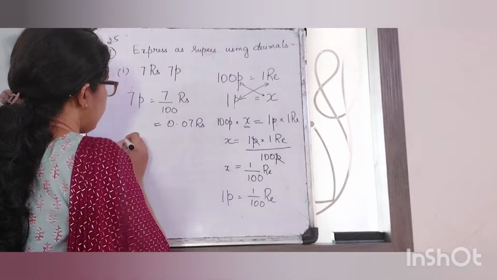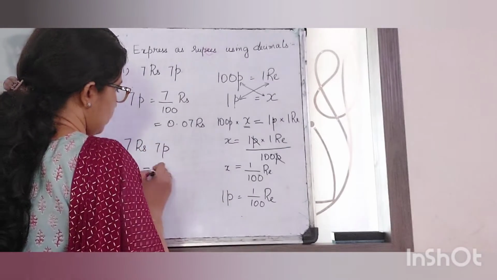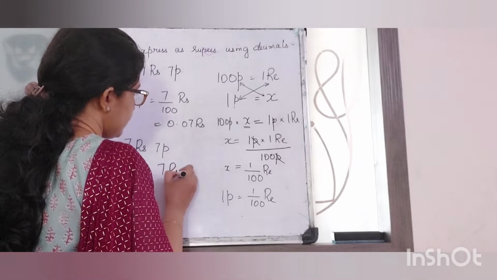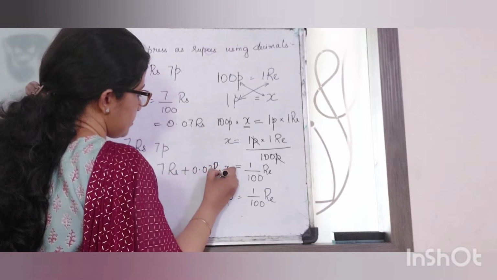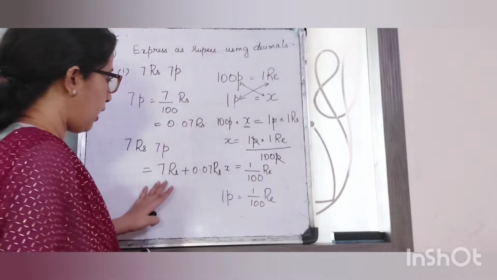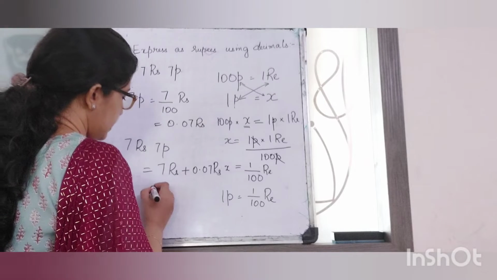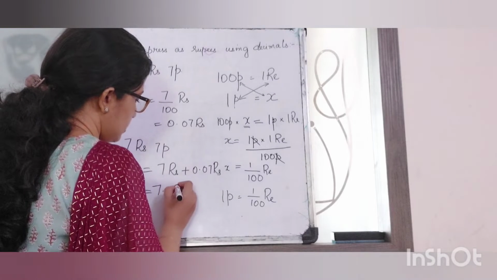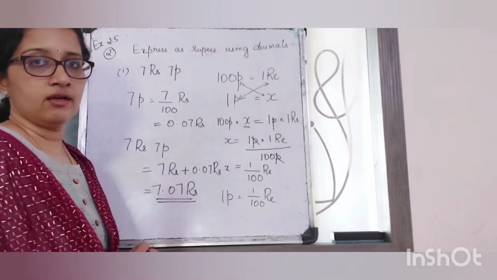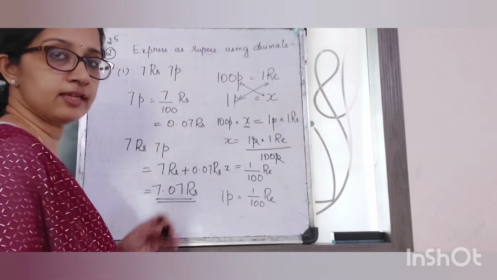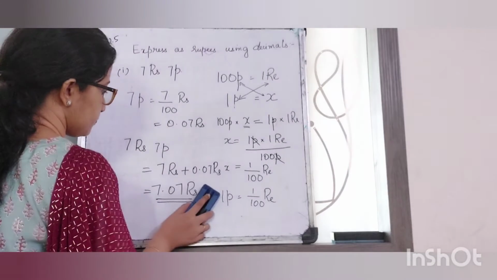Now what we have to find? We have to find 7 rupees and 7 paise, which is equal to 7 rupees plus 0.07 rupees. So how to add a whole number and a decimal? We will get the answer 7.07 rupees. Clear with this? Okay, now we will go on to the next problem.